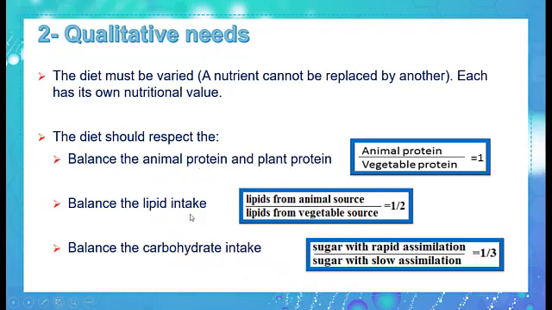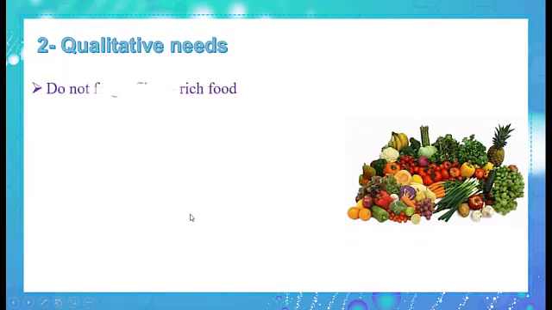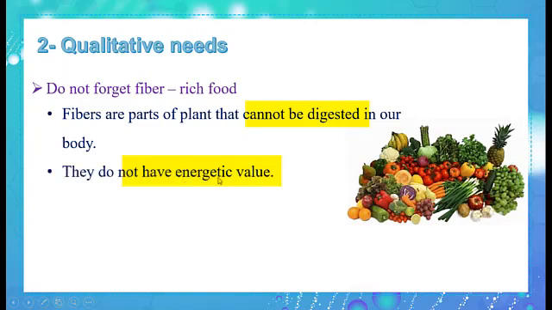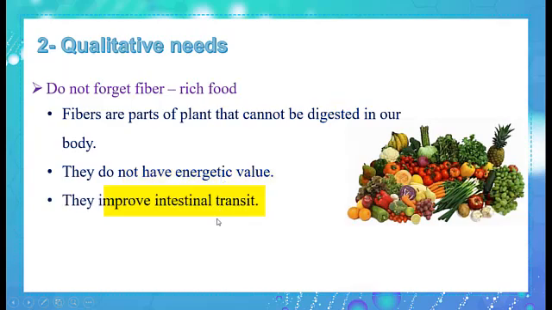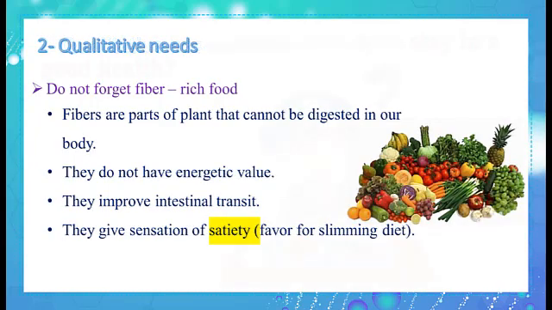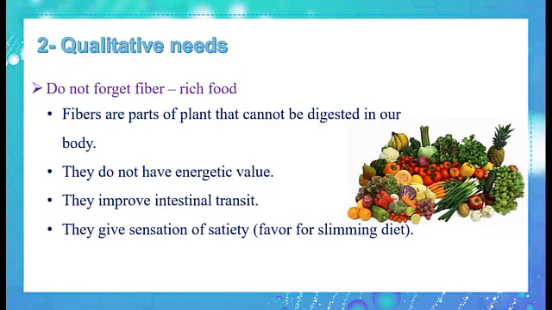In qualitative needs, we should not forget fiber-rich food. What do you mean by fibers? Fibers are parts of plants that cannot be digested in our body. They do not have energetic value. They improve intestinal transit. They give a sensation of satiety. What do you mean by satiety? It means fullness, the opposite of hunger. They are favorable for a slimming diet.